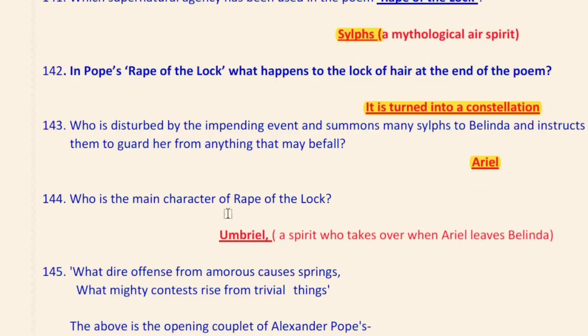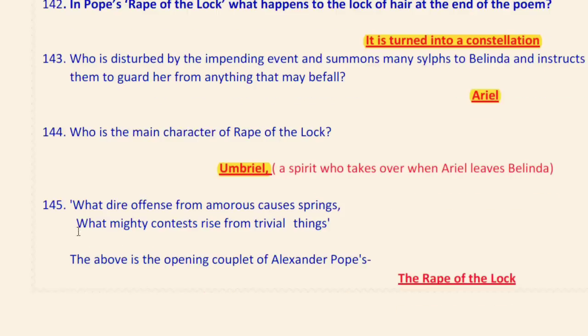Question number 144. Who is the main character of Rape of the Lock? The answer is Umbriel, a spirit who takes over when Ariel leaves Belinda. So the most important character of the poem Rape of the Lock is Umbriel.